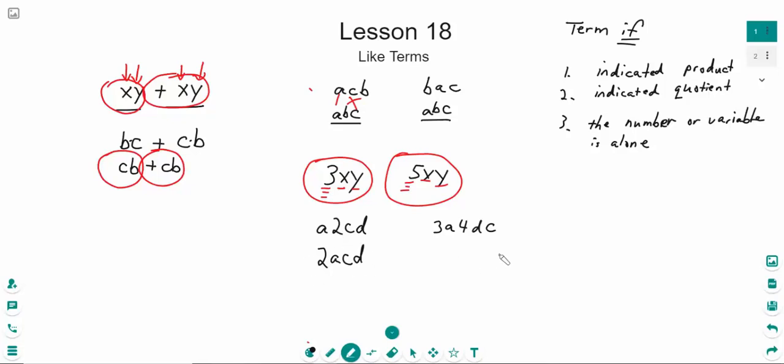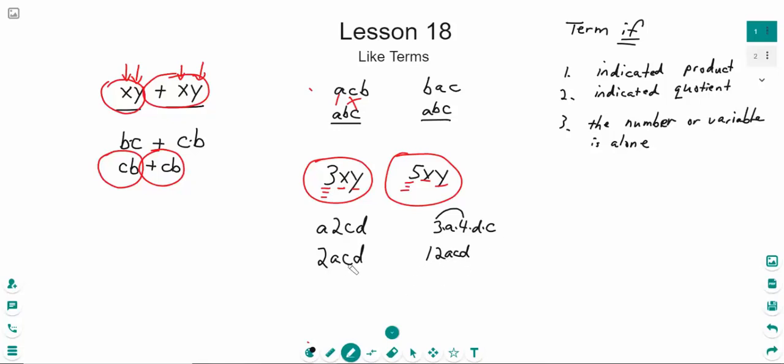Now the second term, we have a 3 and we have a 4, which is interesting. So we have two numbers, but bear in mind, this is multiplication between all of these. And because multiplication is commutative, we can multiply this 3 and 4. So 3 times 4 is 12, right? And then what do we have left over for variables? We have an A, a C, which would come first, and then a D. So that's in standard form, all right?